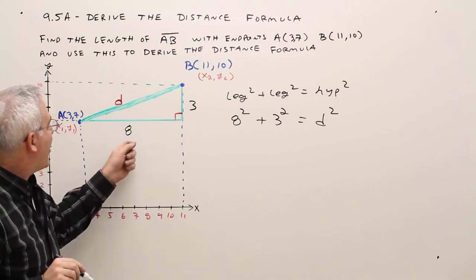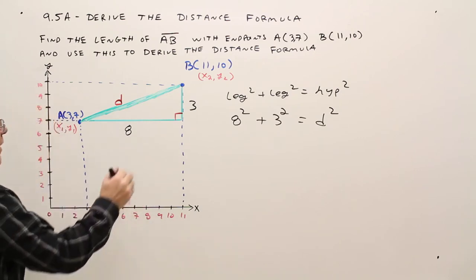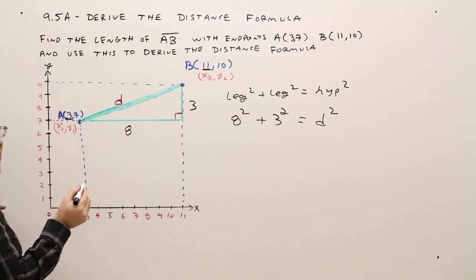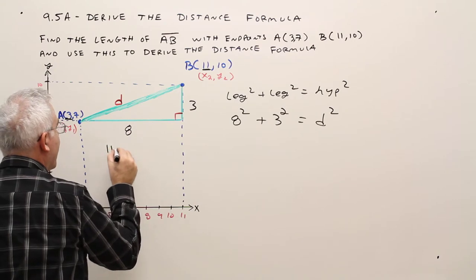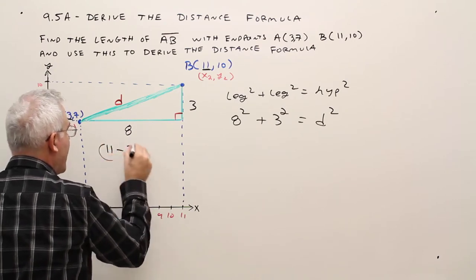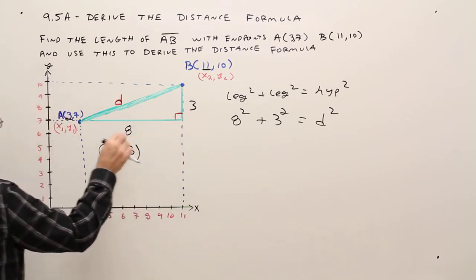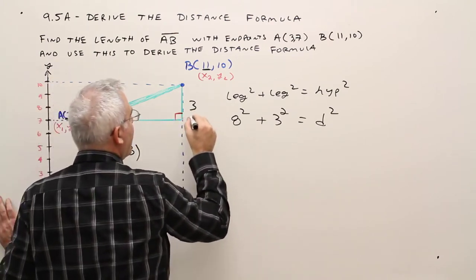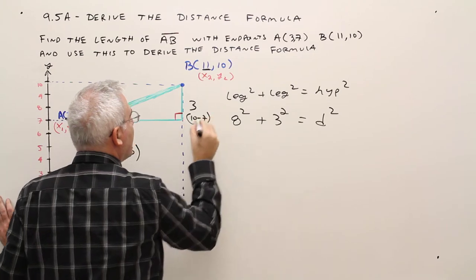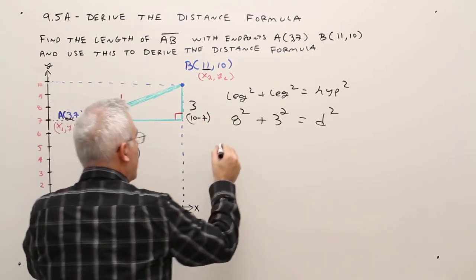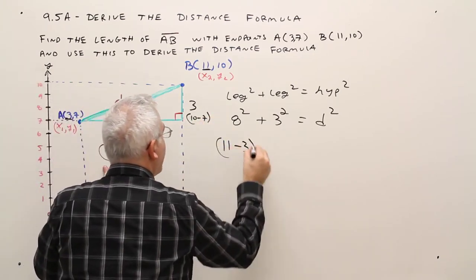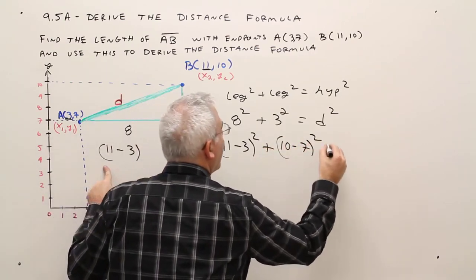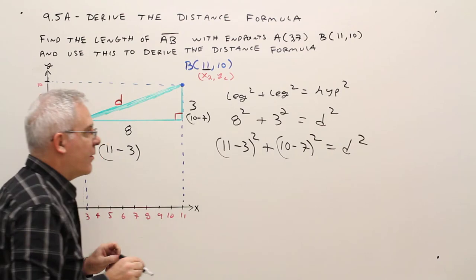Now, how did I really get that 8? I took that x coordinate and subtracted it from that x coordinate. So what I really did was 11 minus 3. And for that 3, what I really did is 10 minus 7. Let me write it that way now: (11 minus 3) squared plus (10 minus 7) squared equals d squared.